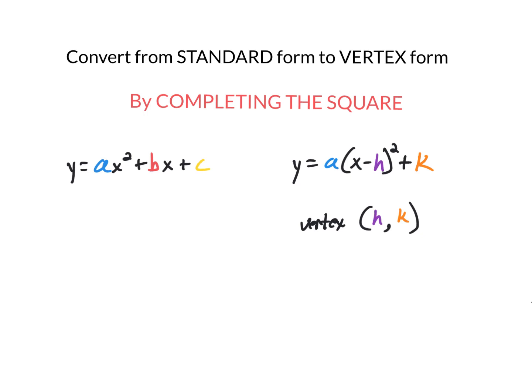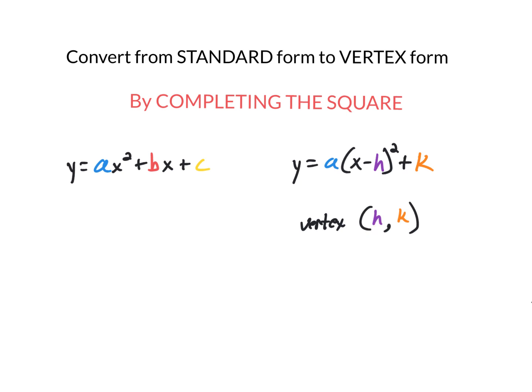Okay, in this video lesson, we are going to be taking a look at the concept of completing the square. And we're going to be using that to convert from the standard form of a quadratic function to the vertex form. So here's your standard form, y equals ax squared plus bx plus c. And this is your vertex form. And again, the reason it is called vertex form is because this form gives us the vertex.